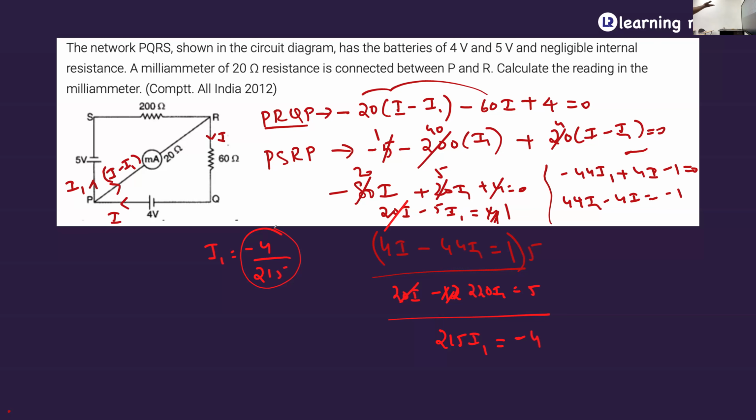Because the direction by default you can say 5 volt and 4 volt we have assumed wrong directions.